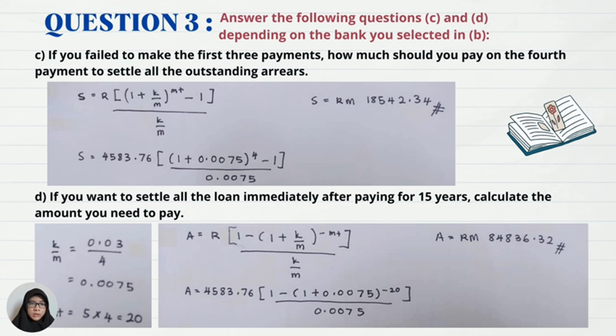Then we use this formula to find A. A is the amount that we need to pay. Then we enter all the values in this formula. Then for the MT here, we got negative 20 and calculate with the calculator. Then for the final answer, we got 84,836 ringgit 32 cents. That's all for me.